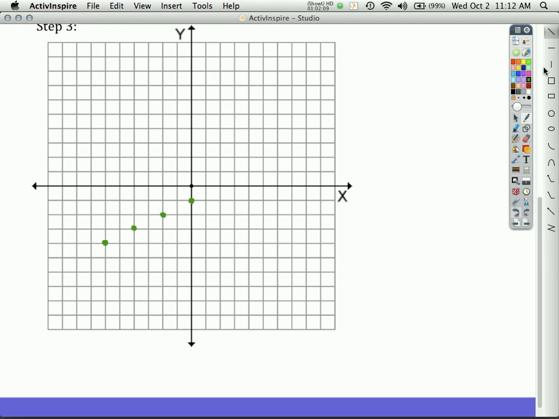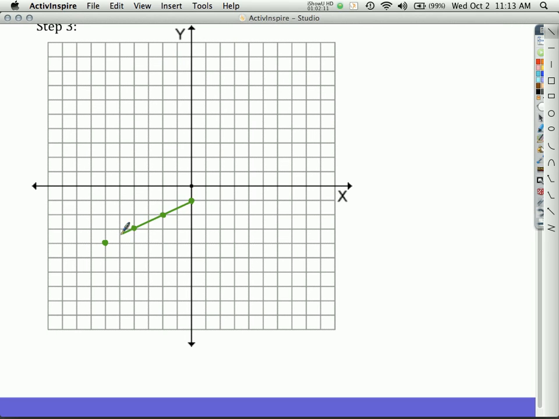Is that easy? No, of course not. You have to pay attention to details. So your line's going to go this way, and there's only going to be one arrow because it's not going on forever in this direction. Brandon.